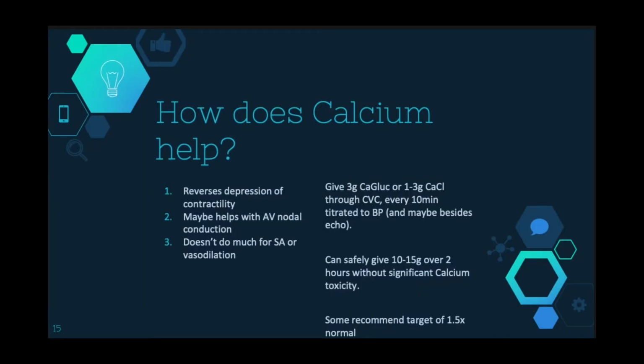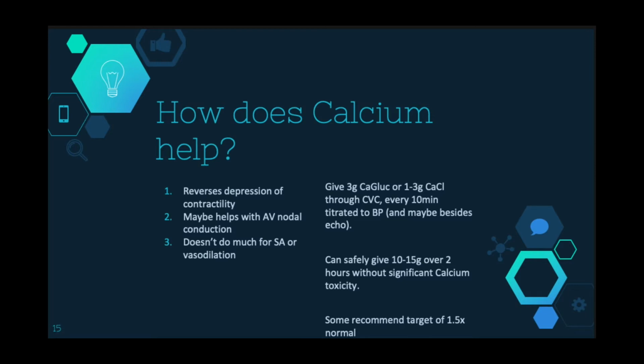So how does calcium help? Calcium can reverse the depression of your contractility. It maybe helps a little bit with AV nodal conduction. It really doesn't do much at all for SA node or vasodilation. So it's really not going to help that much in the amlodipine with the vasodilatory effects.